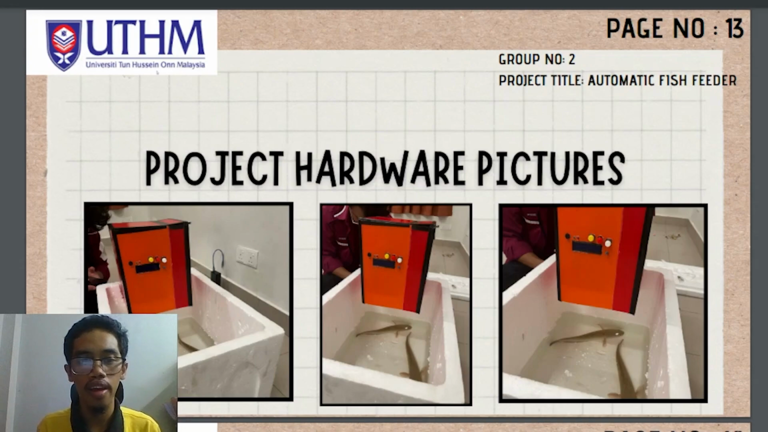Assalamualaikum and hi, I'm Zul Hakim. Now I'm going to explain about the project hardware. So this is the project hardware of our project 3P, which is the technical design project.